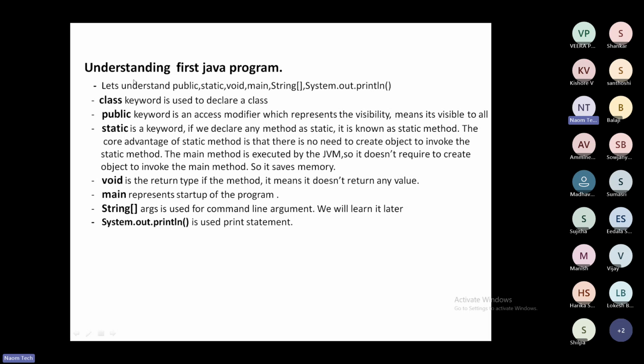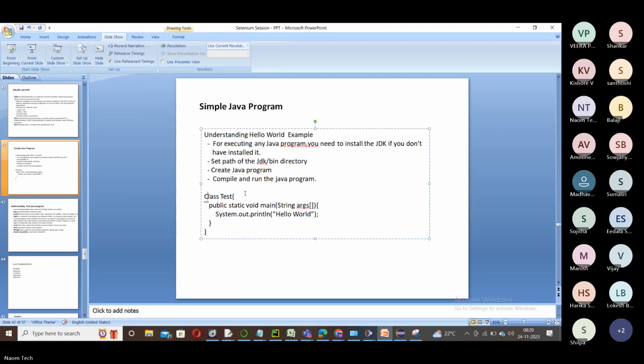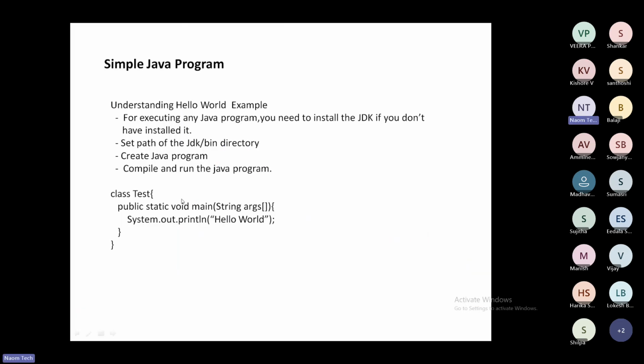Okay, so let's understand this public static void main and System.out.println. If you see this program here, anyhow, this C is uppercase. Make sure this is a keyword. Keywords must be in lowercase. Okay, yesterday I told you, right? While naming the class, I didn't check that. It should be in lowercase. Usually keywords must be in lowercase. So here class is a keyword.